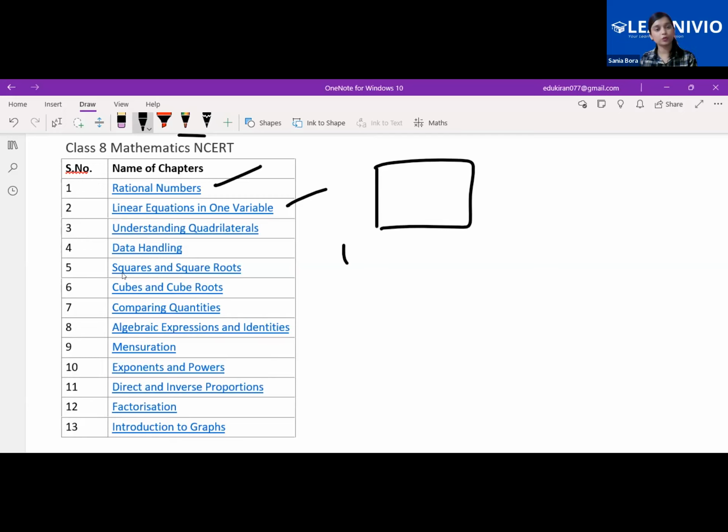6. Cube and cube root. 7. Comparing quantities. 8. Algebraic expression and identities. 9. Mensuration. 10. Exponential power. 11. Direct and inverse proportion. Factorization and introduction to graph.